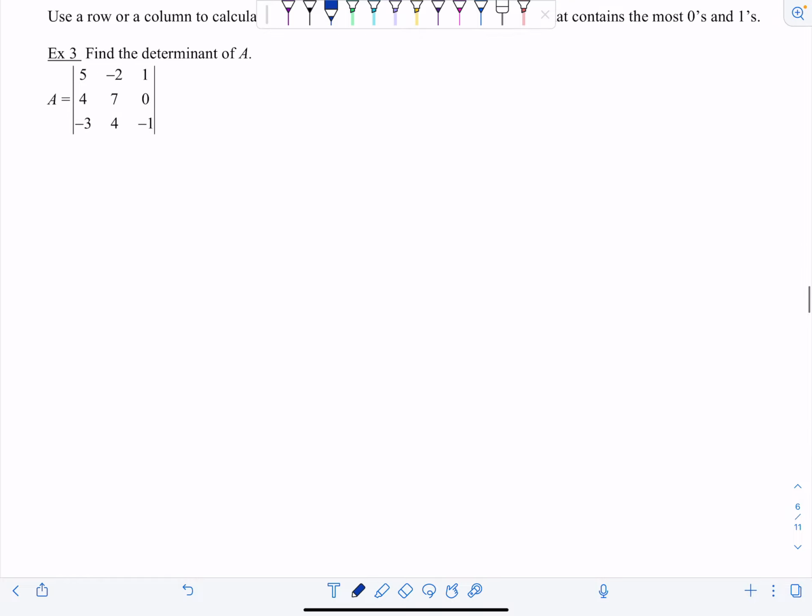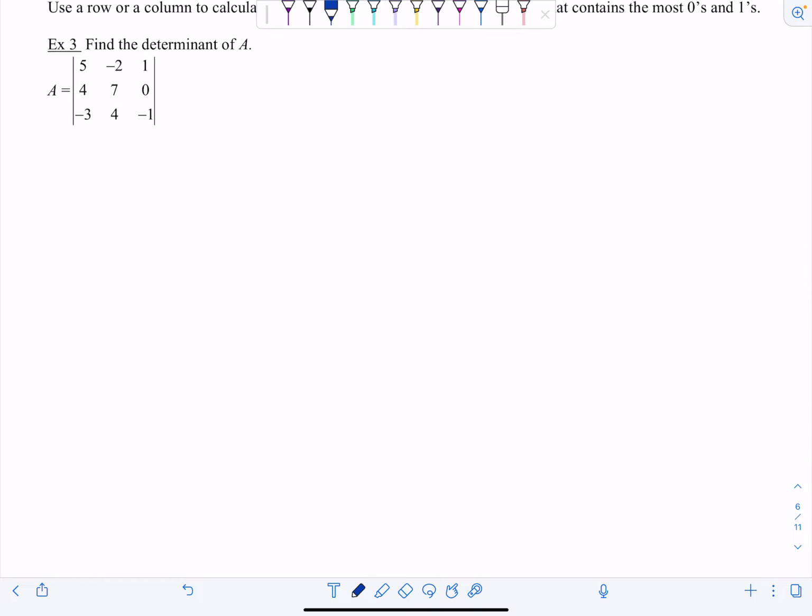Find the determinant of A. So we have the matrix 5, -2, 1, 4, 7, 0, -3, 4, -1. Now, I'm going to choose to expand along column 3 here because that column has the most zeros and ones. So it's really going to make my life a lot easier in the computation.